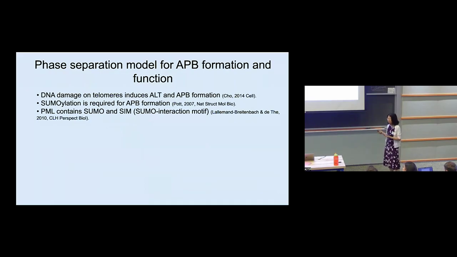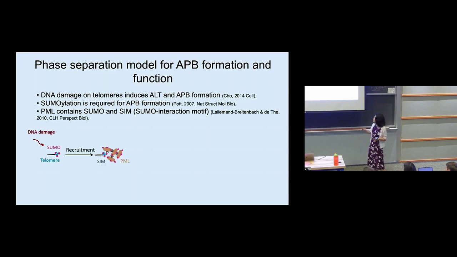A lot of the pathway can be induced by artificially inducing DNA damage on the telomere. And SUMOylation is required for APB formation. That's already known from a screening method. And of course, PML contains SUMO enzyme, and SUMO enzyme leads to phase separation. So the hypothesis was very simple: upon DNA damage, just like any regular DNA damage, you will have stimulation of DNA repair factors on the telomere.